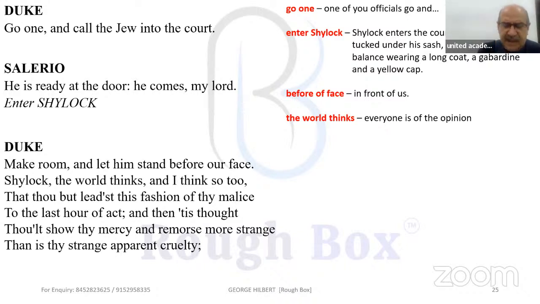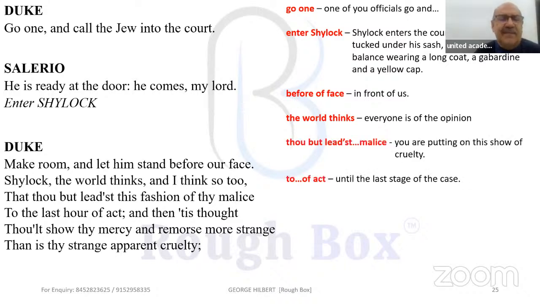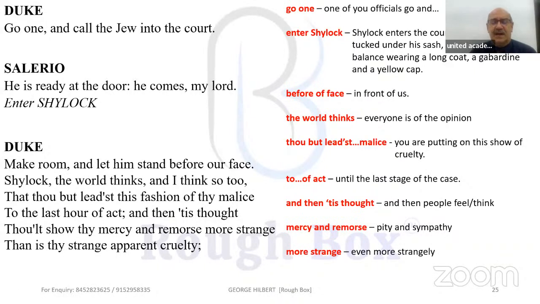And the Duke says, make room and let him stand before our face. Everybody, please make some way and let Shylock stand before us. In front of us or before us.